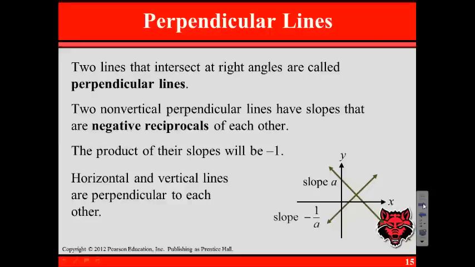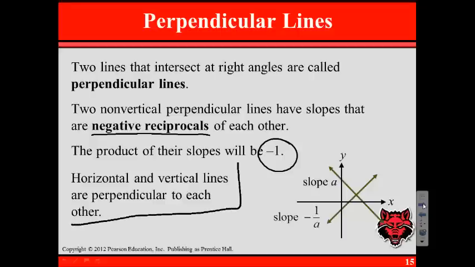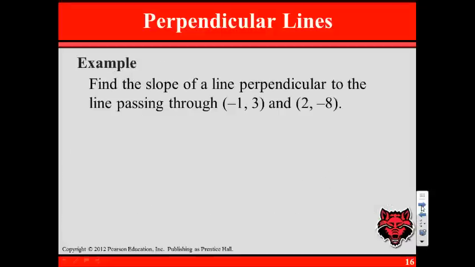Two non-vertical perpendicular lines have slopes that are called negative reciprocals. Remember, the reciprocal is when we flip a fraction. Negative, we would change the sign. And if we multiplied two perpendicular slopes together, the product, the result would be -1. It's also very important to remember that horizontal lines and vertical lines are perpendicular to each other. So let's try one example.